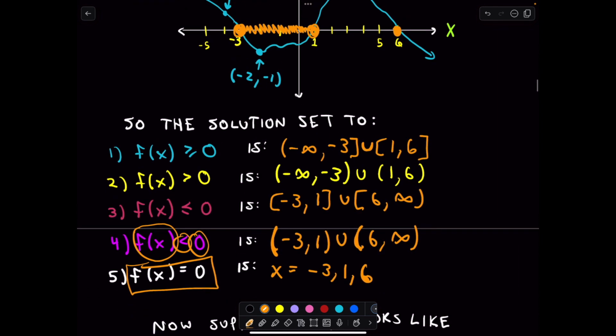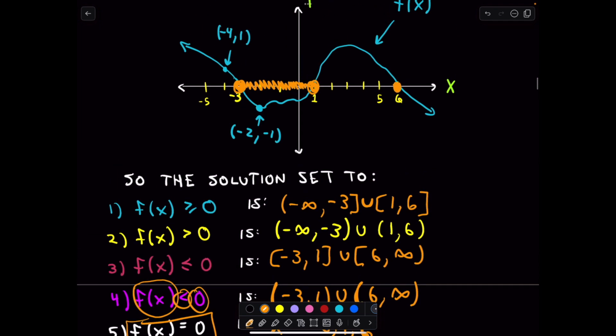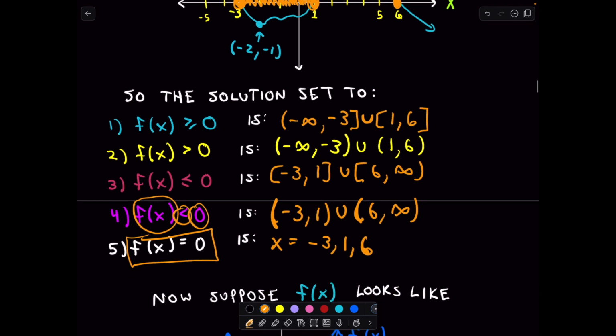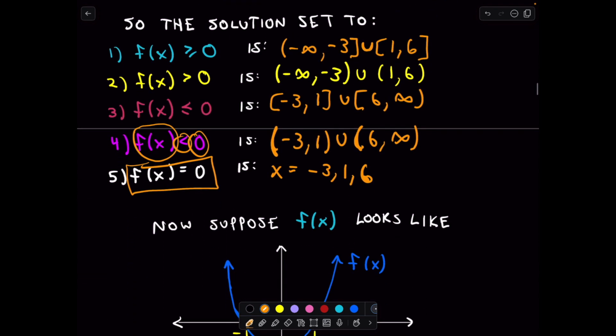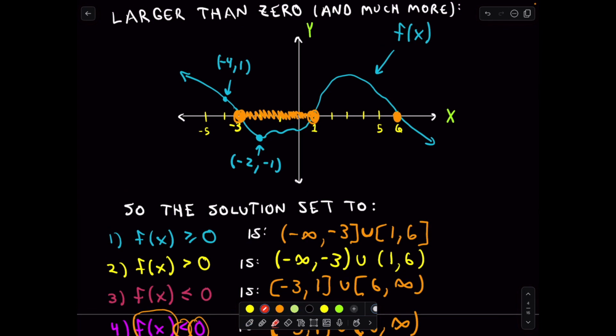What I'm trying to say is, if you have a good graph, you can produce the solutions to these inequalities. Now suppose my graph doesn't look like this curvy graph. What if I give you a different graph? You would do the exact same thing.